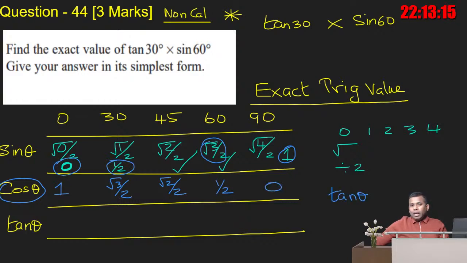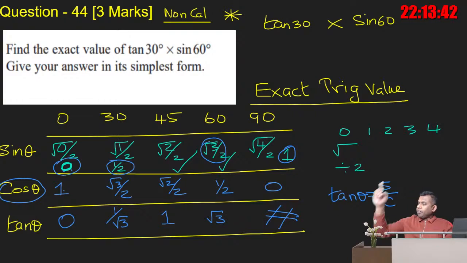Now tan theta equals sine over cos. So sine divided by cos. 0 divided by 1 is 0. 1 over 2 divided by root 3 over 2 is 1 over root 3. Root 2 over 2 divided by root 2 over 2 is 1. Root 3 over 2 divided by 1 over 2 is root 3, and tan 90 is not defined because that is the asymptote when you draw the tangent graph. So this table is very helpful to identify the exact trigonometric values for the primary angles 30, 45, 60, 90 and 0.